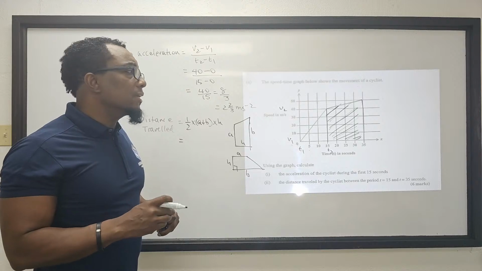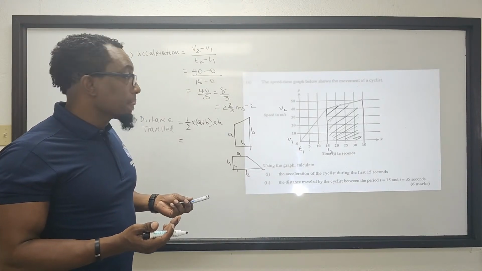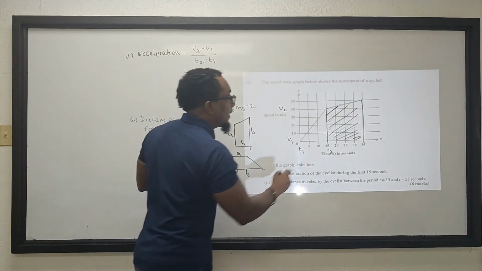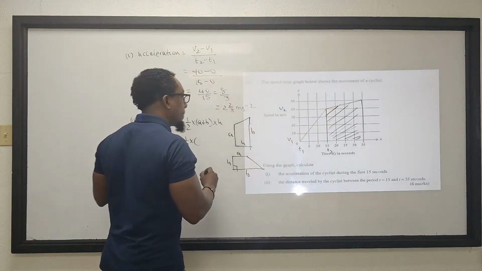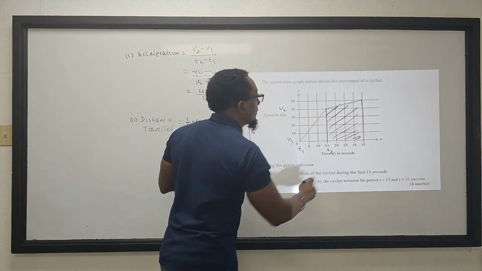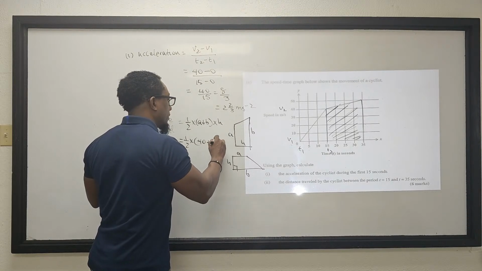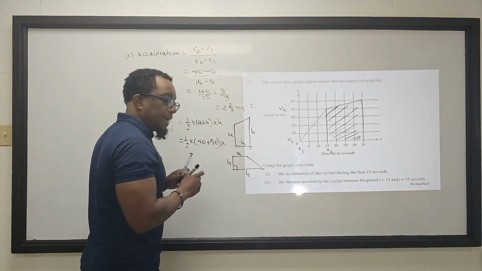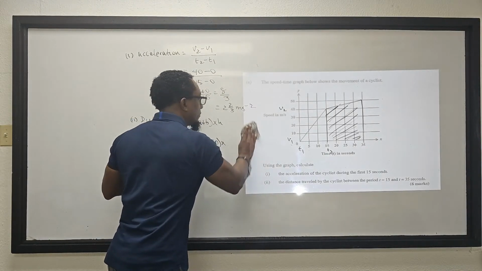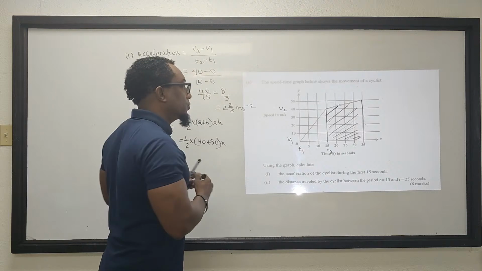Well, you can separate it into a triangle and a rectangle. Yeah? So this will be a half times A, which will be 40, plus B, which will be 50, multiplied by the perpendicular height, which will be between 15 and 35, which is 20.